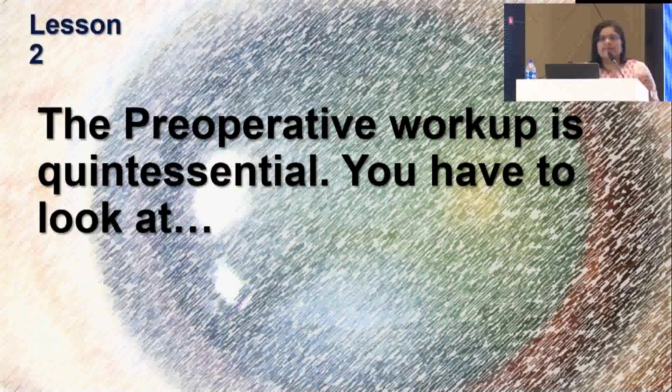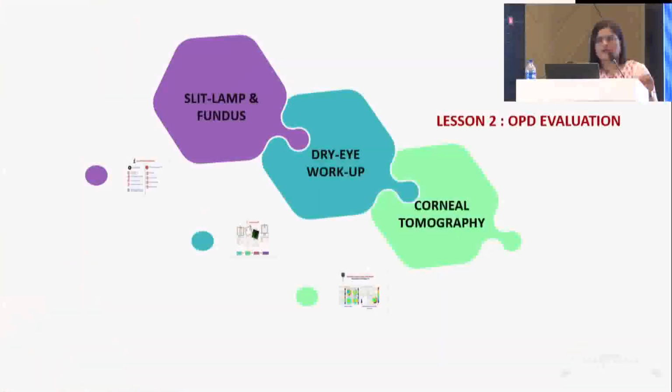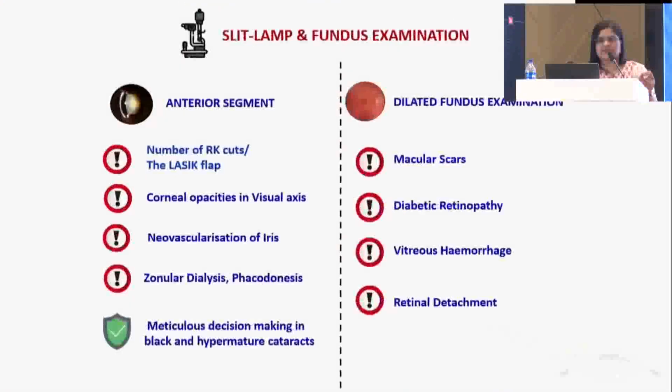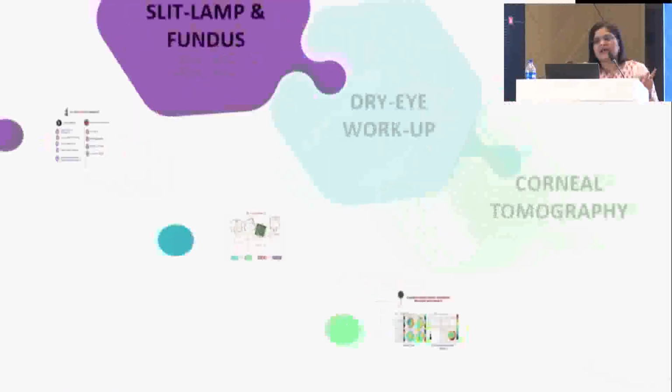With this, lesson number 2: the preoperative workup is quite essential. You have to look at the slit lamp and fundus examination, the number of RK cuts, how is the LASIK flap, how many corneal opacities, is there any NVI, is there any ZD, is there any phacodonesis, look for black and hypermature cataracts, look for dilated fundus examination, any diabetic retinopathy, any vitreous hemorrhage, any retinal detachment, all need to be catered to.